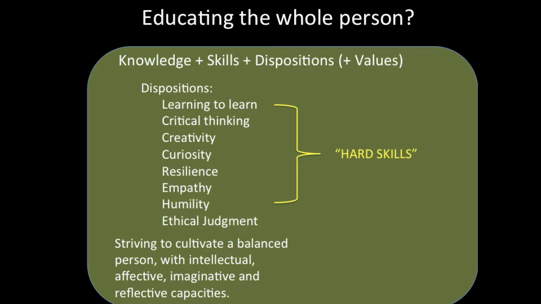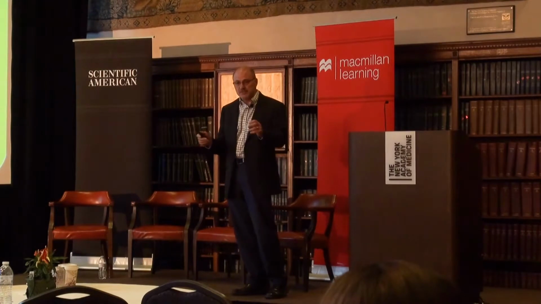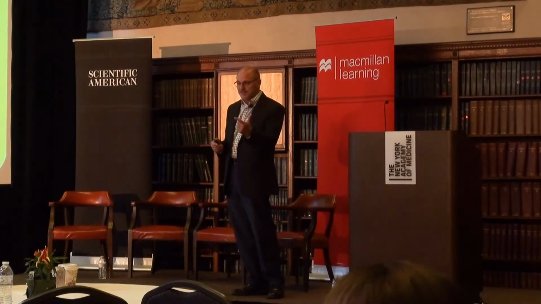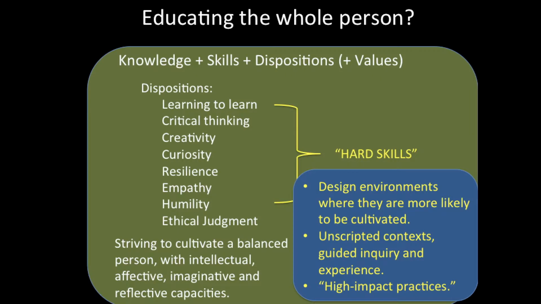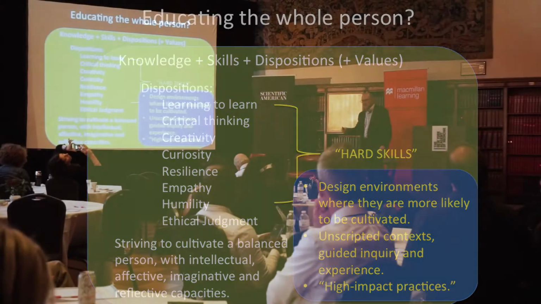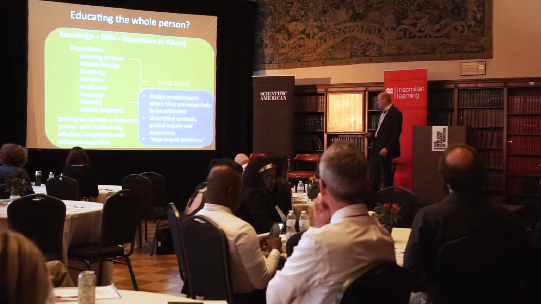I like to call these hard skills. Right? And this is in contrast to the so-called soft skills, like chemistry and statistics. And econometrics, you know, stuff you can learn in courses. So we know you can't directly teach these kinds of dispositions, but you can design environments in which they're more likely to be cultivated. And those environments are usually unscripted, guided inquiry, high-impact environments, like the several examples in the last session, including looking for novel cures for cancer.